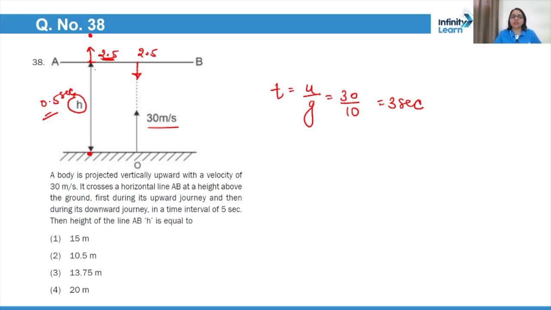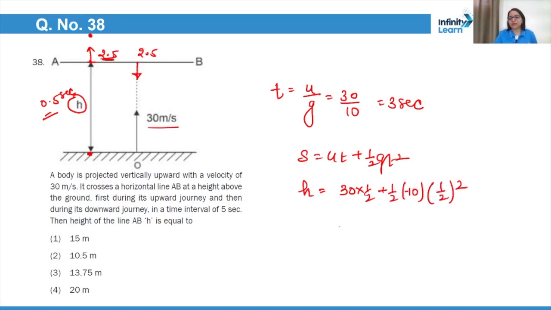So let's write the equation up to height h only, that s is equal to ut plus half at square. So s is h, u is 30, time is 1 by 2, plus half, a is minus 10, into t square is 1 by 2 whole square. So if you solve this one, you'll get the value of h is 13.75 meter, right?